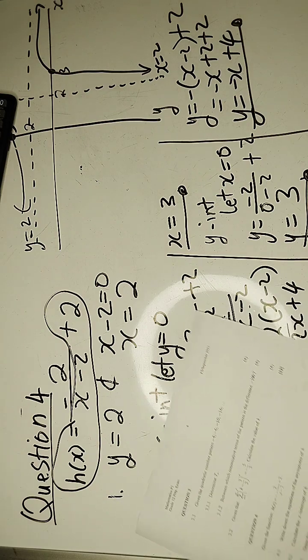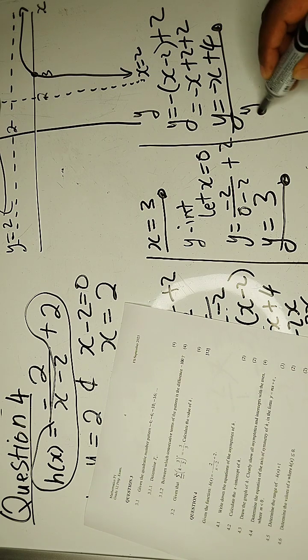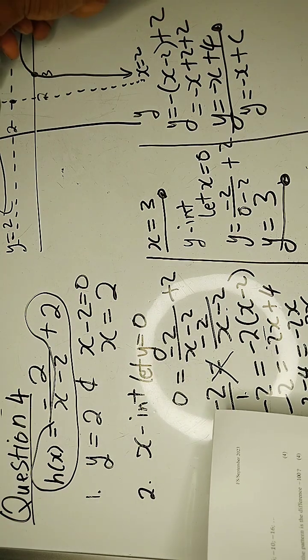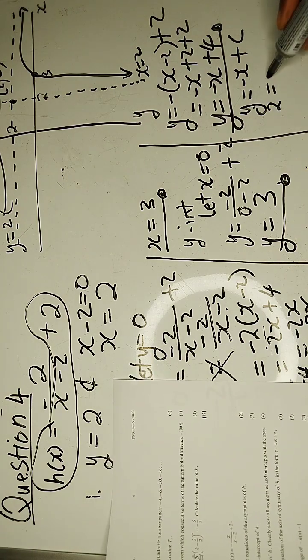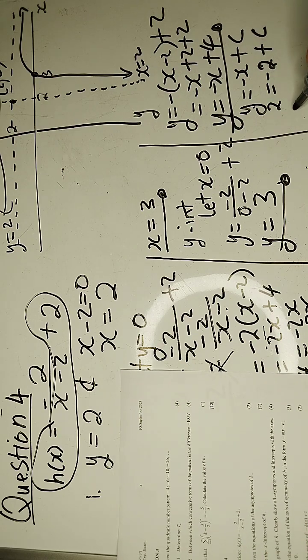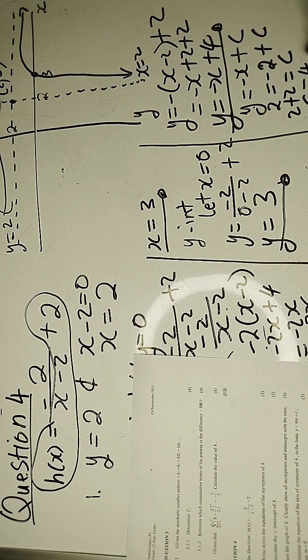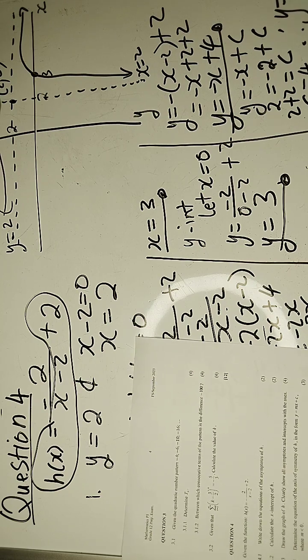But let's check the second one. Let me write the second one. The second one will say I have y is equal to negative x plus c. Then substitute this point. This point is (2, 2). So here I will have 2 equals to negative 2 plus c. Take this to the other side, so it's 2 plus 2, which is c. So c is equal to 4. Therefore y is equal to negative x plus 4.